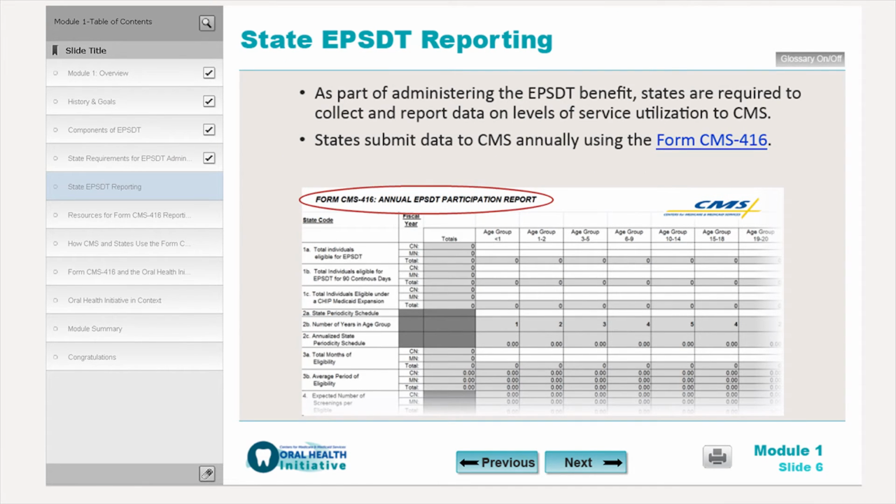Now let's talk about EPSDT reporting. As part of administering the EPSDT benefit, states are required to collect and report data on levels of service utilization to CMS. States submit data to CMS annually using the Form CMS-416.